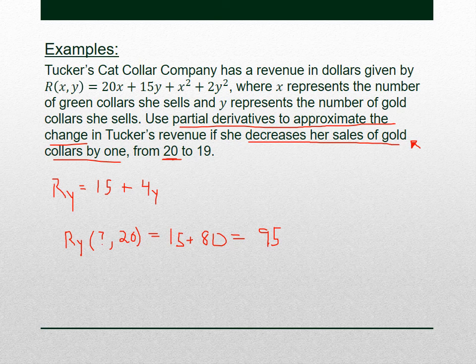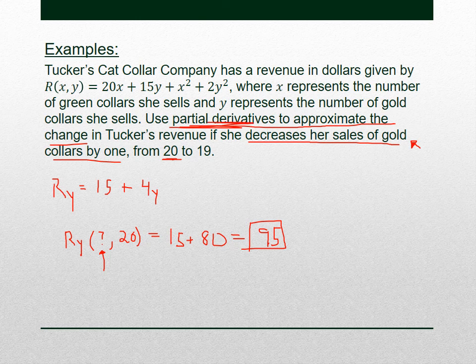All right, so her revenue is going to decrease. I'm sorry, it's going to increase by 95 if she decreases her sales of gold collars by 1 from 20 to 19. Now I know you might be thinking, okay, well, how can the revenue increase if she's decreasing gold collars? But that has to do with, we didn't talk about the number of green collars, and maybe she makes more green collars if she's making less gold ones, or something like that.